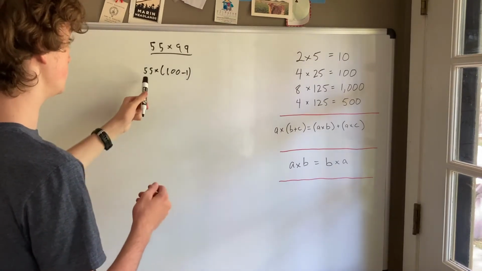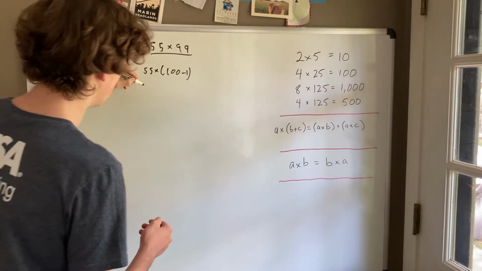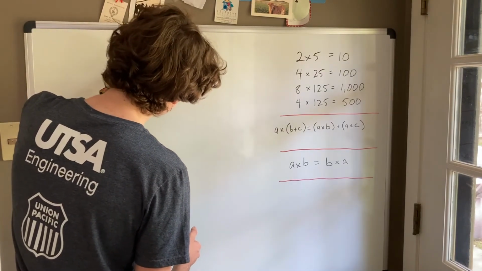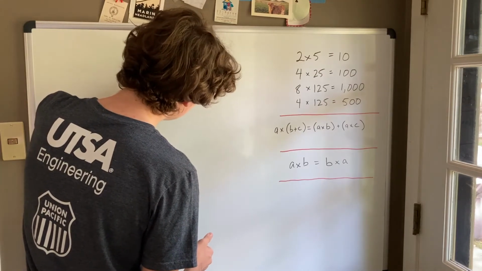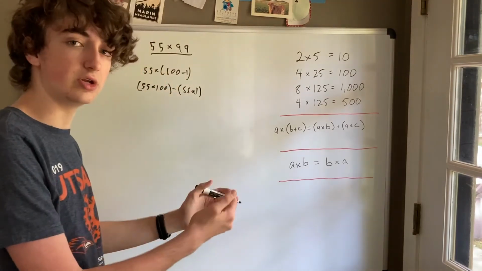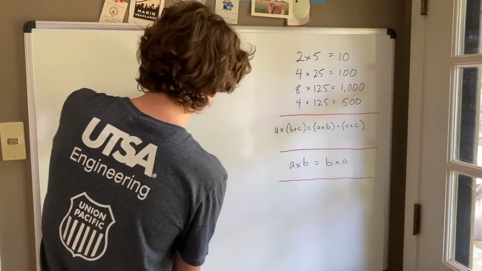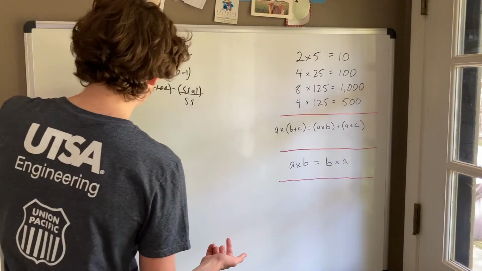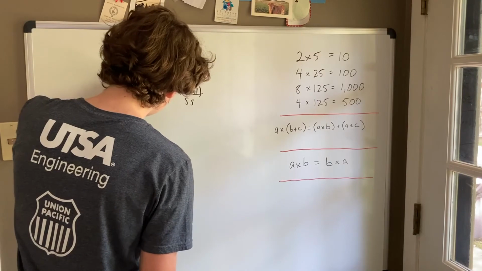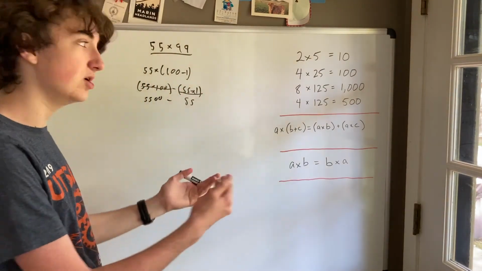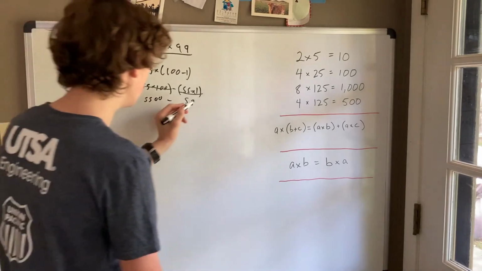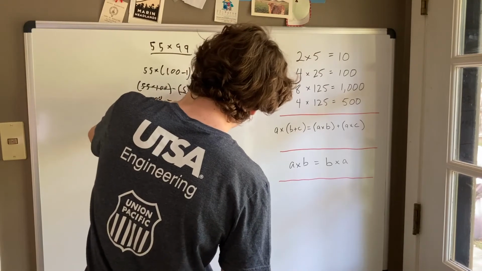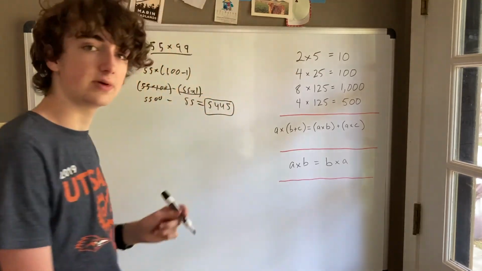Now all we have to do is distribute the 55 out to both of these numbers. So we have 55 times 100 minus 55 times 1. And as we already know, any number times 1 is itself, so that's just 55. And any number times 100, you just add 2 zeros onto the end, 5,500. 5,500 minus 55, that's just some subtraction. All we have to do there is subtract it, and then 5,445. And there's your answer.